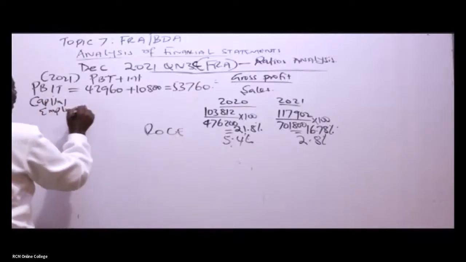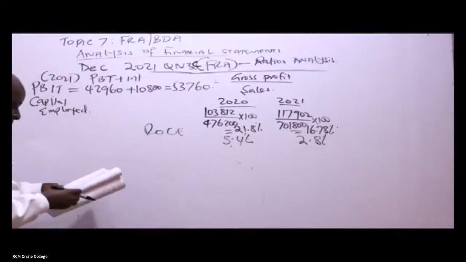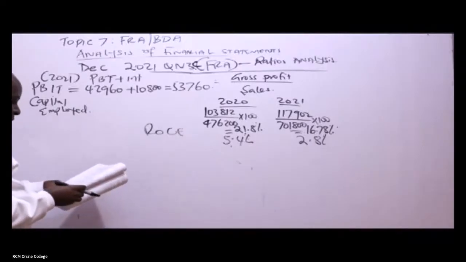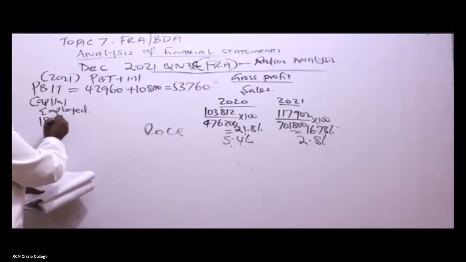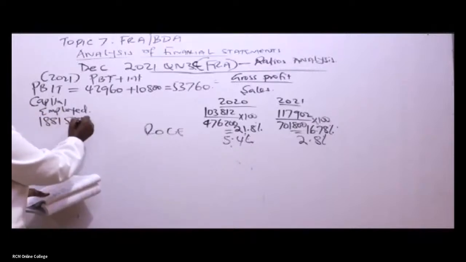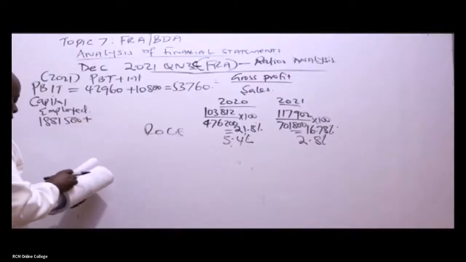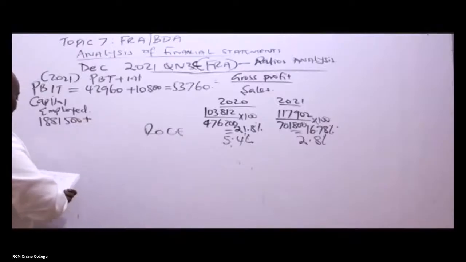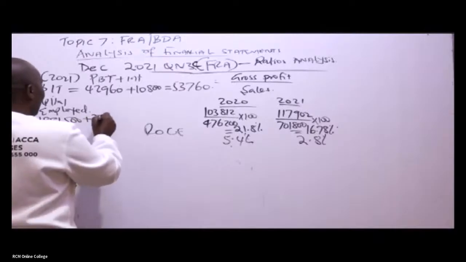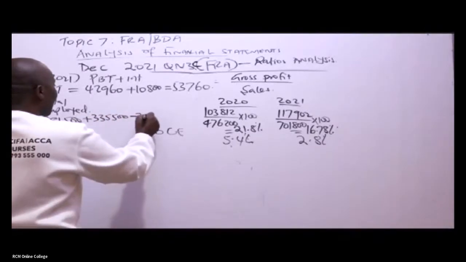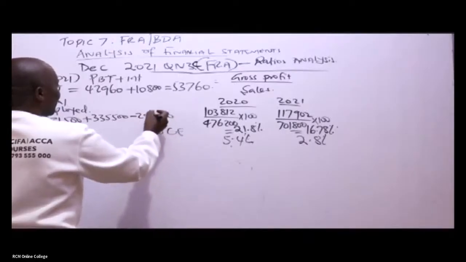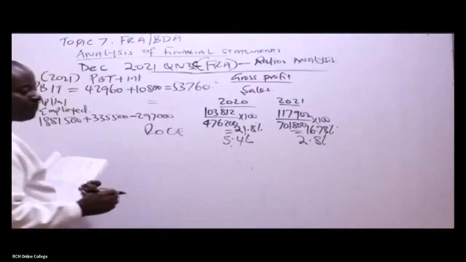So the capital employed in 2021, what do we have there, ladies and gentlemen? I hope you are able to see 2021. We have 81,500. These are non-current assets. Add the current assets for 2021, which are 335,500. And then you take away the current liabilities, 297,000. So somebody give me this figure.